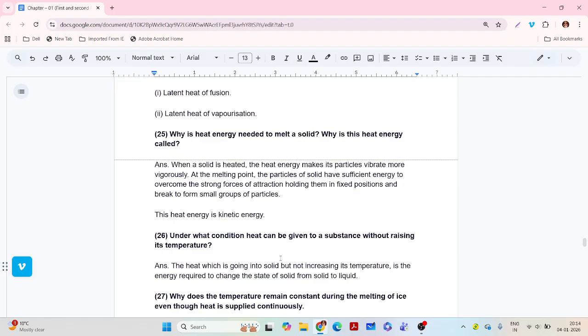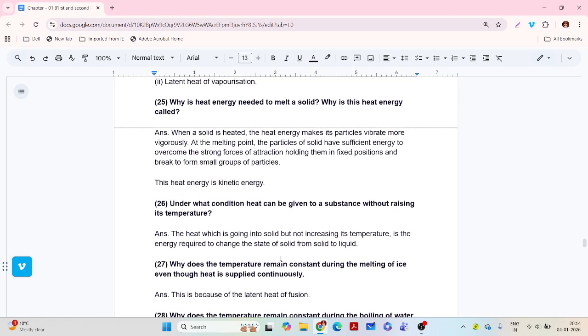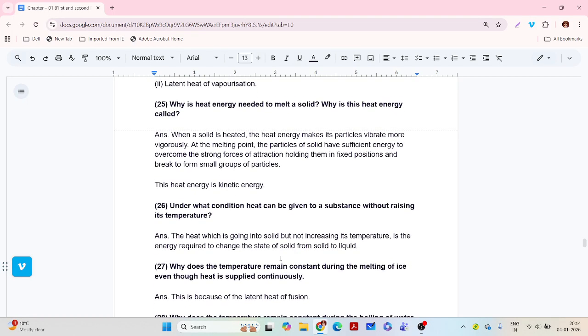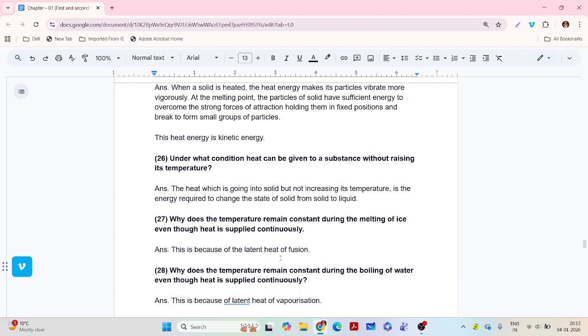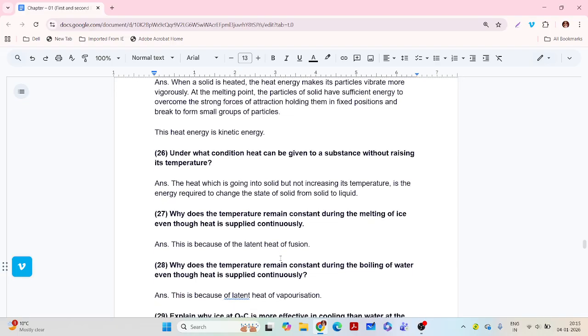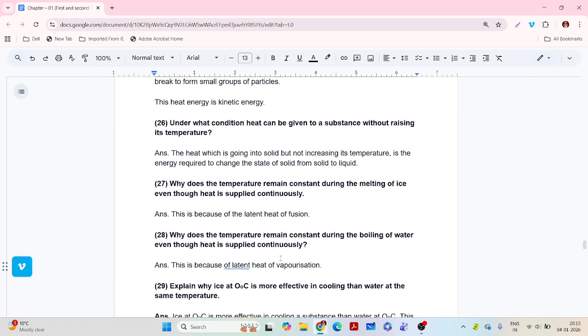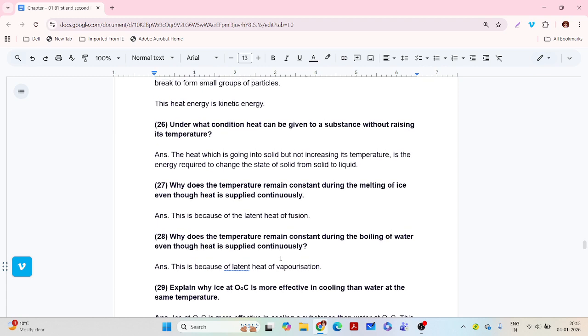Why does the temperature remain constant during the melting of ice even though heat is supplied? Because it is the latent heat of fusion, and it remains hidden in the contents of the beaker and is used to overcome the forces of attraction between them. Why does the temperature remain constant during the boiling of water? Latent heat of vaporization. It remains hidden in the contents of the beaker and is used to overcome the forces of attraction. Explain why ice at 0 degree Celsius is more effective in cooling than water at the same temperature.